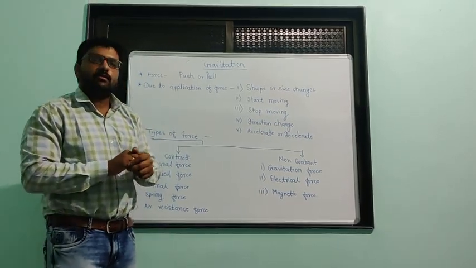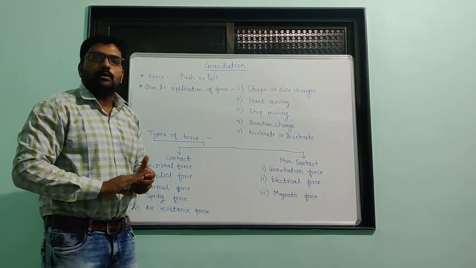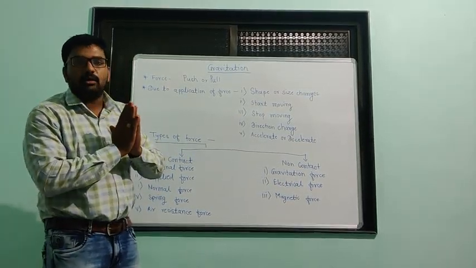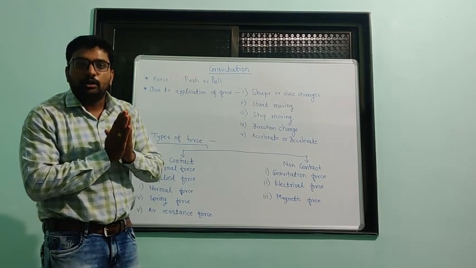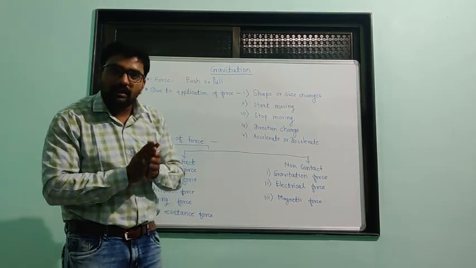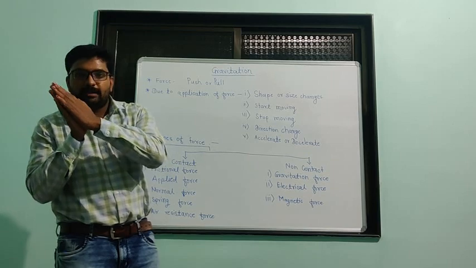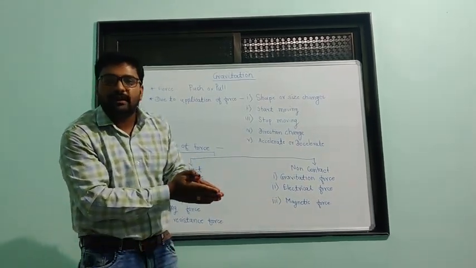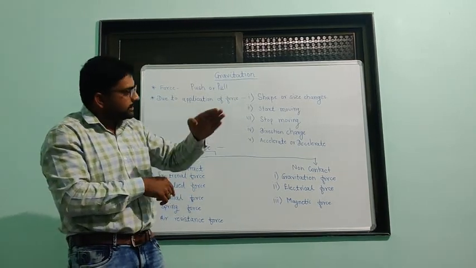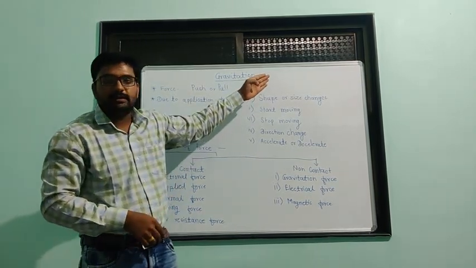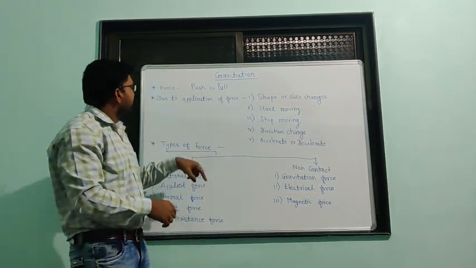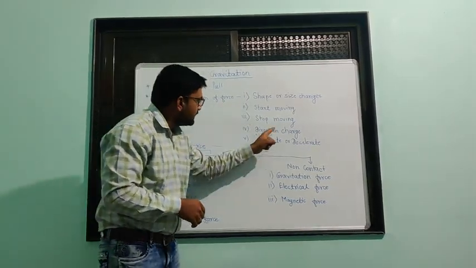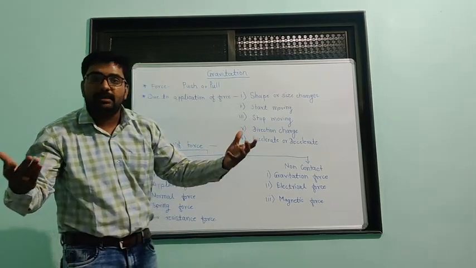Suppose a bowler bowls, and at that time the batsman hits that ball in one direction. Due to the hitting, what happened? Hitting means the batsman applies force in one particular direction, and due to that force, the direction of the ball changes. So we can say that due to the application of force, the direction of an object may change.